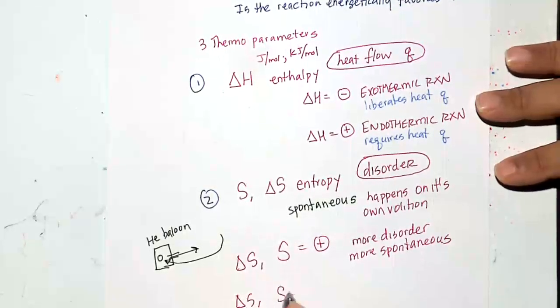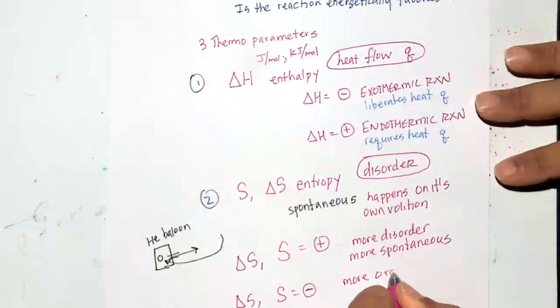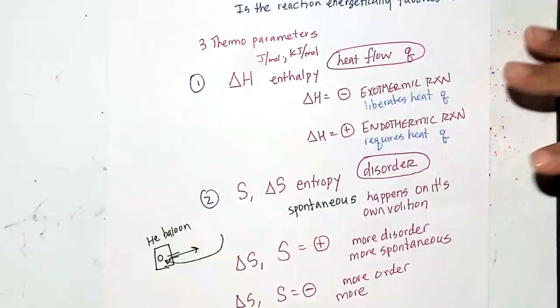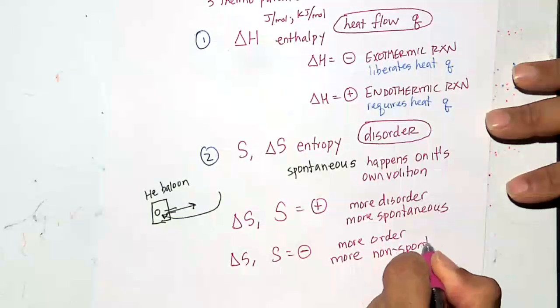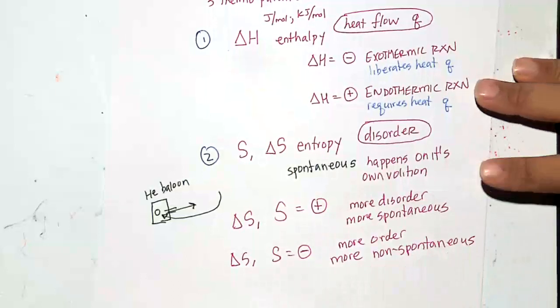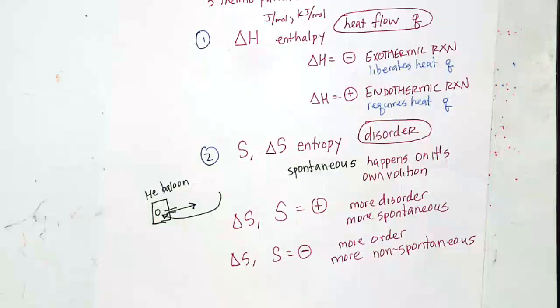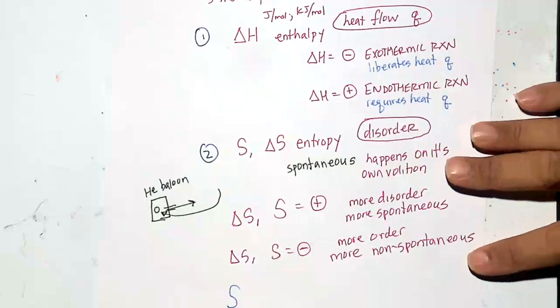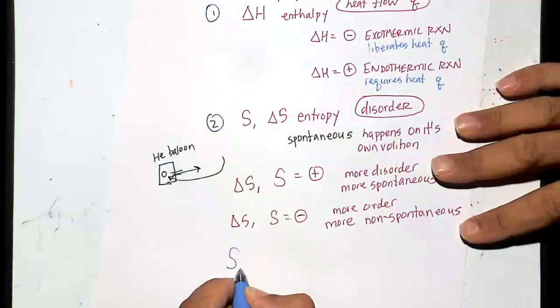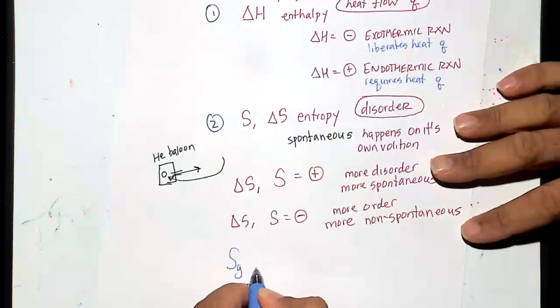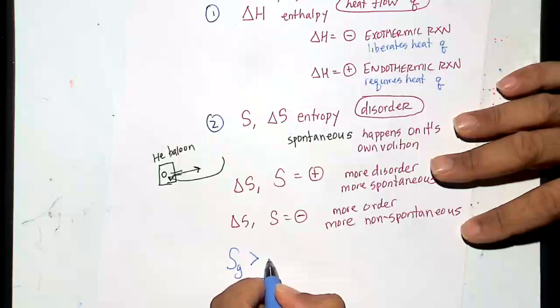If your delta S or S is negative, that is more order. So this is a tendency towards more non-spontaneity, more non-spontaneous. Right. So which is more disordered, solid, liquid, or gas? What do you think? Which do you think would have more disorder? Solid, liquid, or gas? Which do you think occupies more space? Which do you think it's hard to just get back, corral, get back into where it needs to go? Gas. Which do you think is second most disordered?